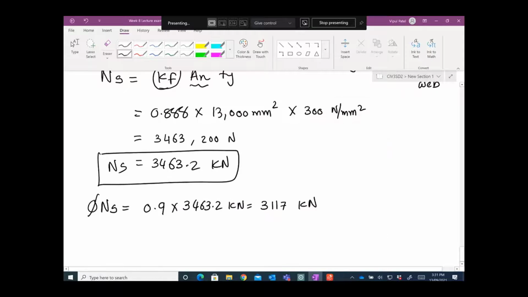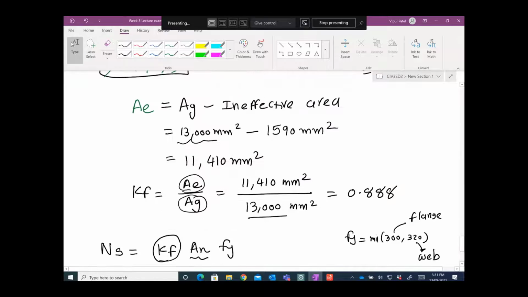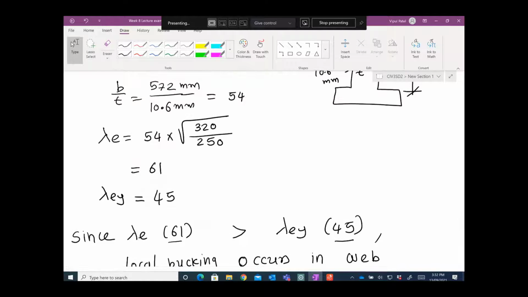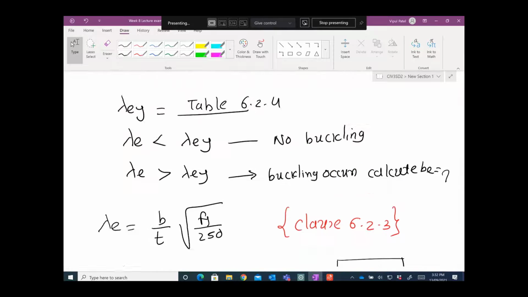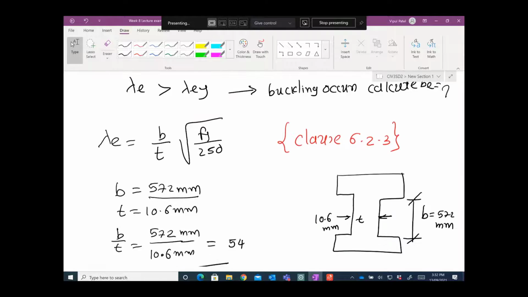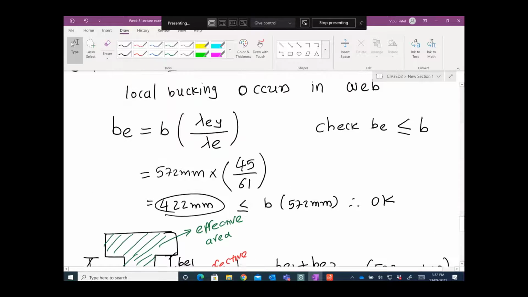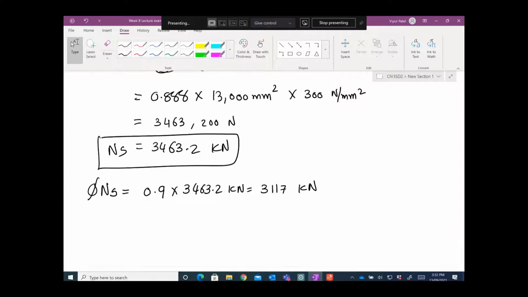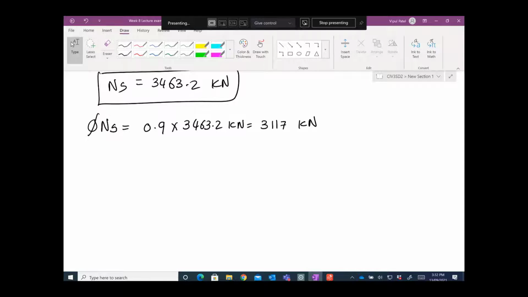Quite simple. We confirm the form factor first. I can show you how you can check the flange and web, whether they are fully effective or not. If it is fully effective, you don't need to worry about buckling. If there is buckling, you need to calculate the BE and then the effective area, and then you can check the form factor. Now that is a quick example for that one.